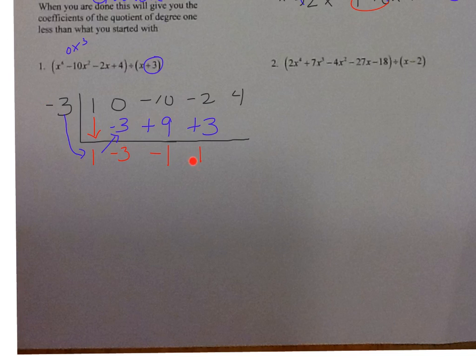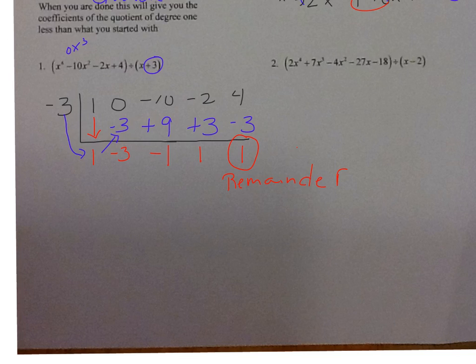Negative 3 times 1 is negative 3. Add straight down. 4 minus 3 is 1. Now this last number that you get right here, that's your remainder. Okay, so these are all my coefficients. These are all the coefficients of your quotient for your answer.